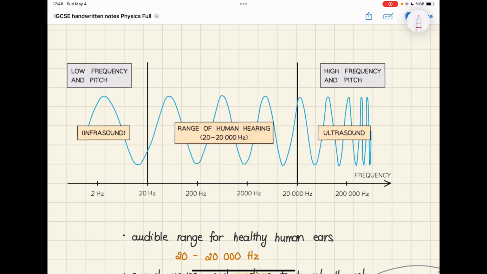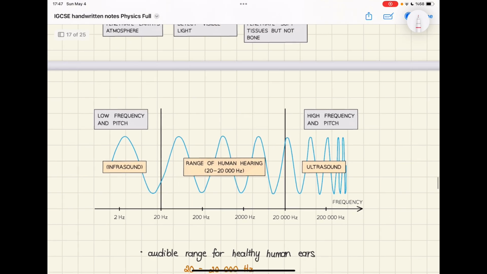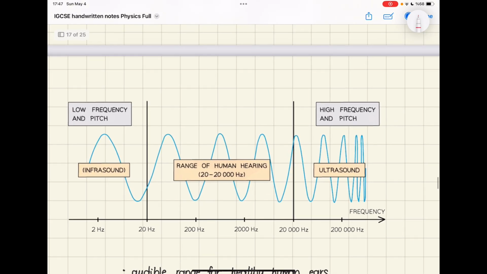So low frequency and pitch, for example, is infrasound. The range of human hearing is 20 to 20,000 hertz, so something below 20 hertz will be infrasound, infra. High frequency will be ultrasound, high frequency and high pitch. And here we are also learning about the differences between frequency and pitch. Let's remember this very shortly.